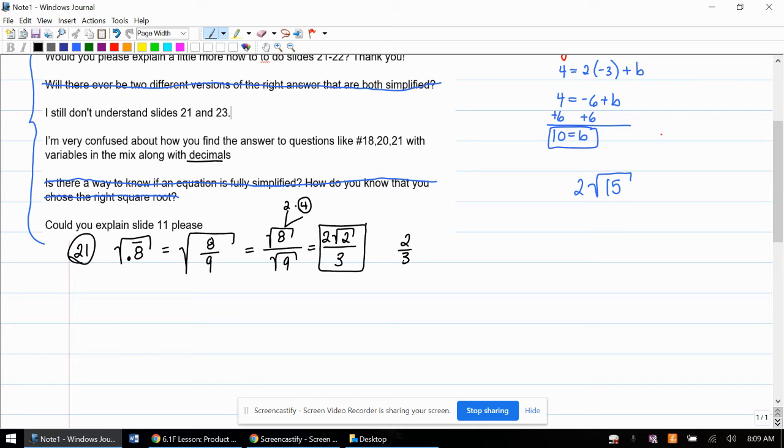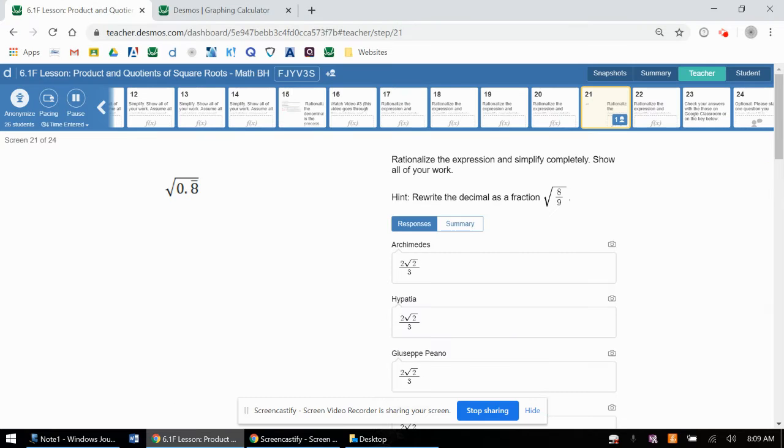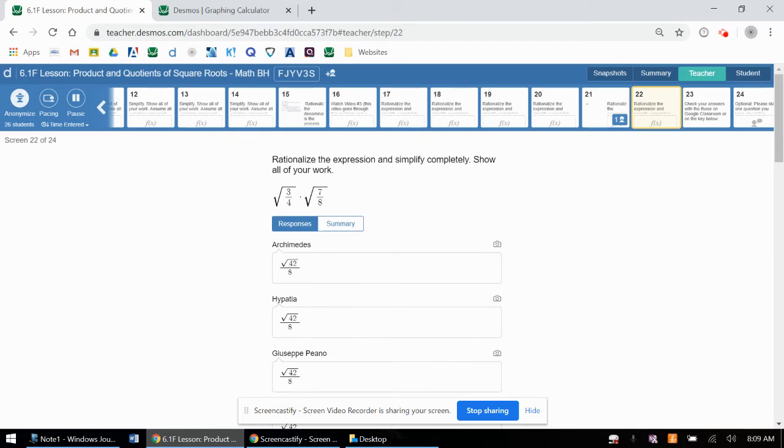Or 2/3 root 2 is also the same. Or I guess if you really wanted to write it as 0.6 repeating times root 2, you could. But after all that work, I'd probably keep it as a fraction. So that's 21. I also see 22. 22 was root 3/4 times root 7/8.